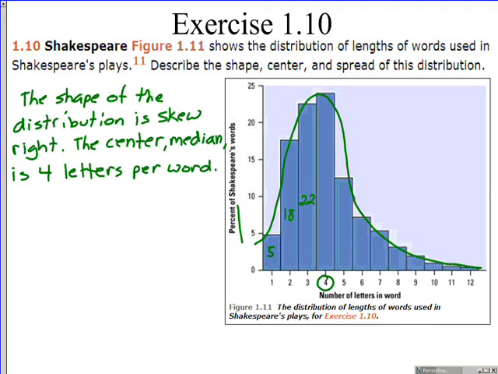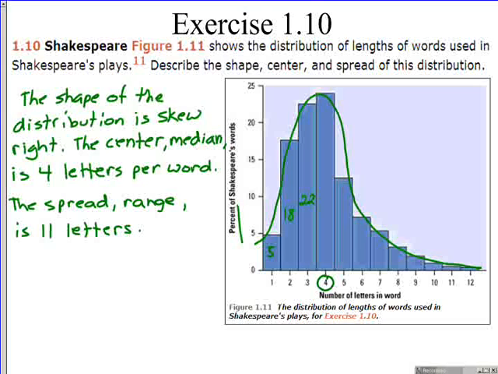Finally, the spread. Well, 12 letters were the most. 1 letter is the fewest. Subtract those. It's 11 letters.